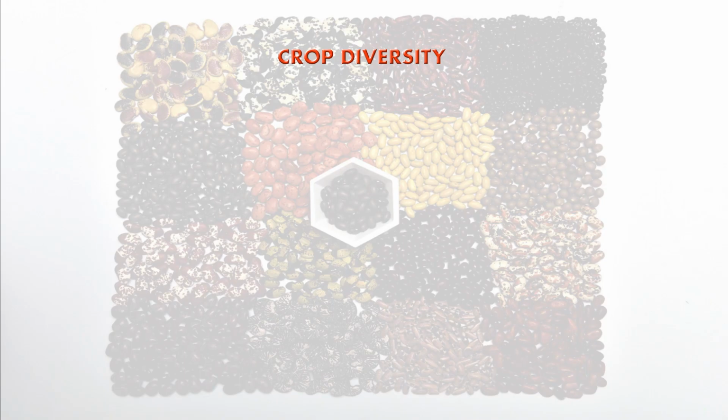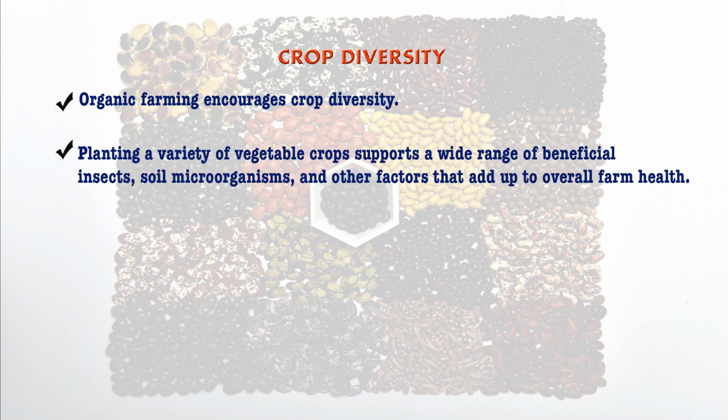Now crop diversity. Organic farming allows and encourages crop diversity by planting a variety of vegetable crops, and it supports a wide range of beneficial insects, soil microorganisms and other factors. All this adds up to farm health. Crop diversity also helps prevent species from going extinct.